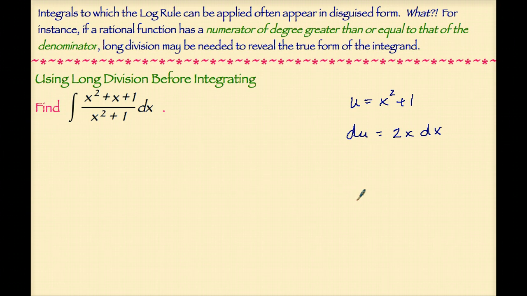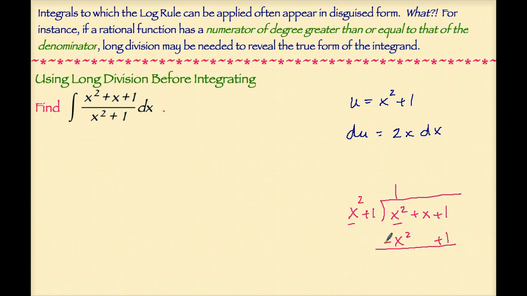So let's go off to the side and do a little bit of polynomial long division. X squared plus 1 is the divisor, and x squared plus x plus 1 is the dividend. Look at the first terms. X squared goes into x squared once, and when we multiply 1 by this divisor, we get x squared plus 1.